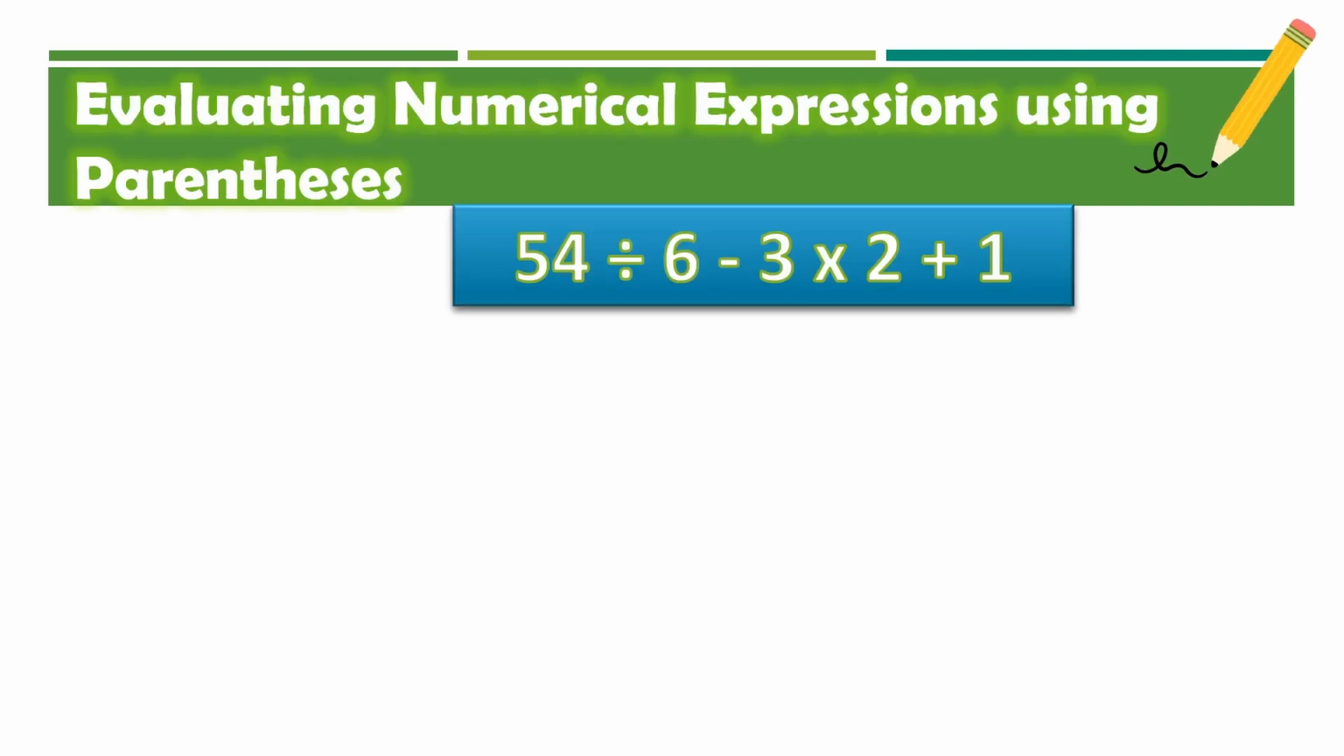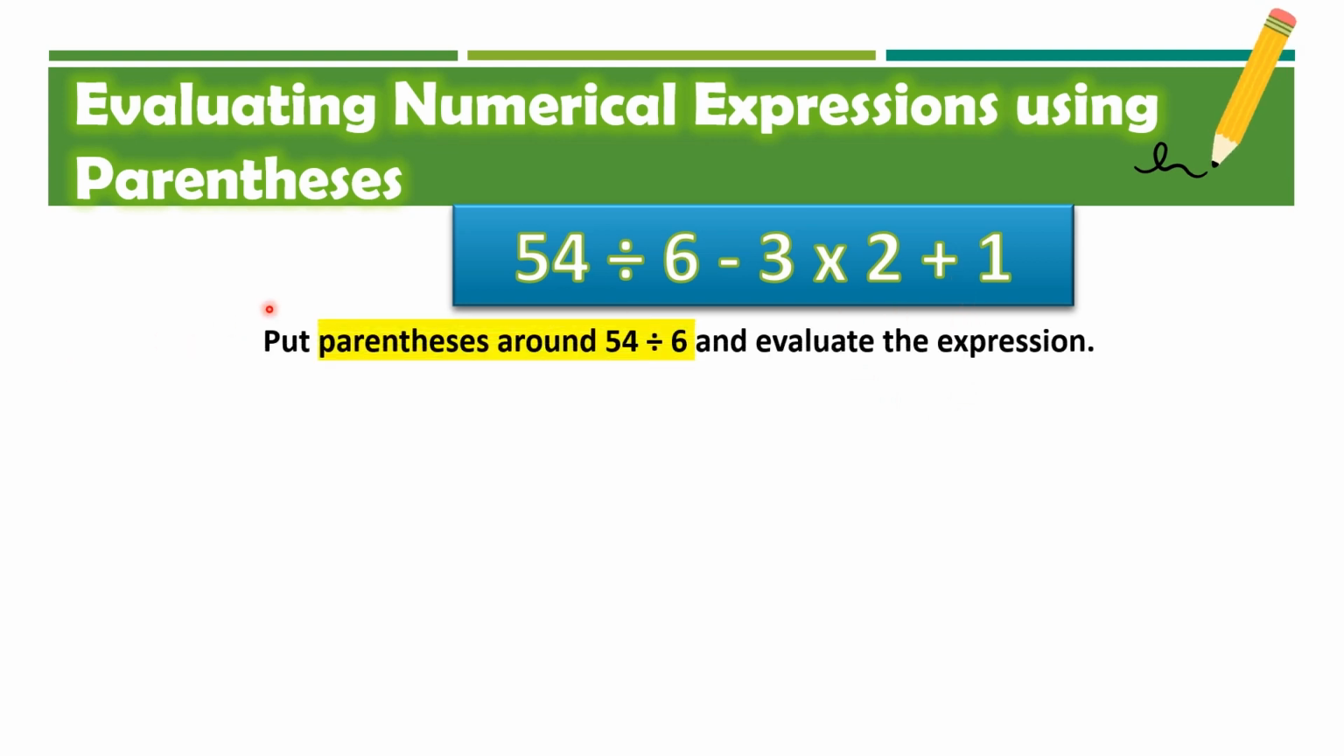So looking at this expression, we know that there is more than one operation in there. Actually, we have 4 operations: division, subtraction, multiplication, and addition. Now we are going to put the parentheses around 54 divided by 6, and we are going to evaluate the expression. So here we have our expression, and we are going to put the parentheses around 54 divided by 6.